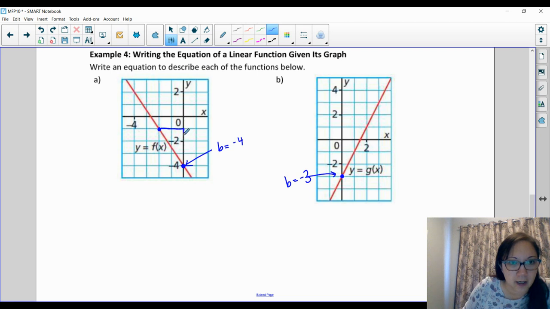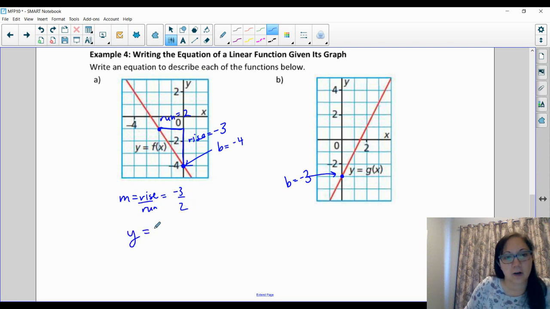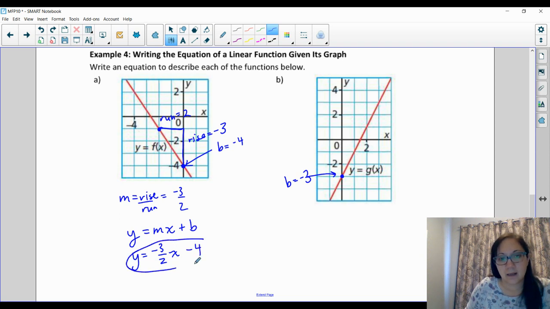So here is my triangle. The rise here was 1, 2, 3, but it was actually -3. It dropped 3, and we went to the right 2. So the run was 2. So this one, the slope is going to be rise over run still, which is -3/2. So my equation, remember, is always going to be in the form y = mx + b. I'm going to put in -3/2 for my m, and I know my b value is -4.